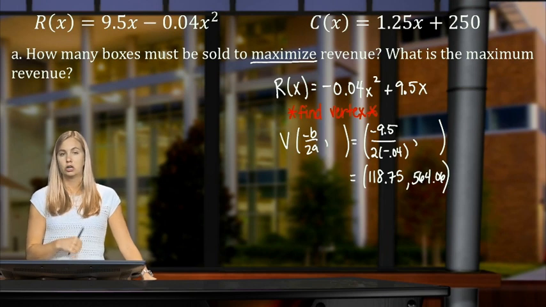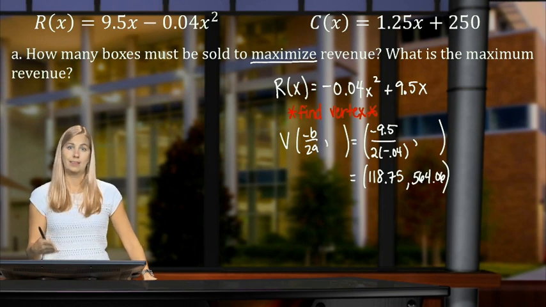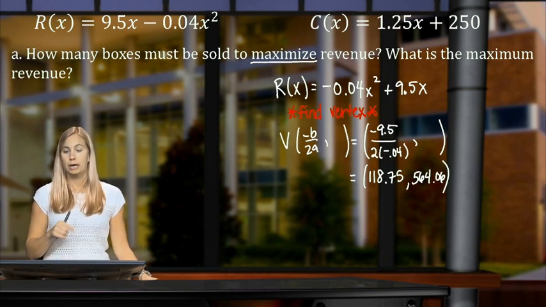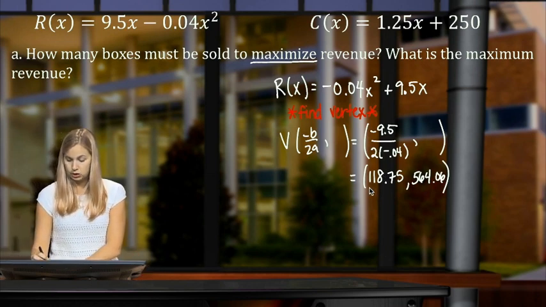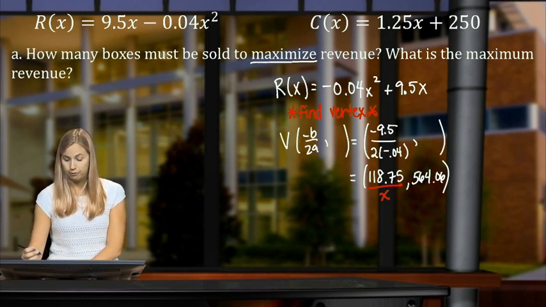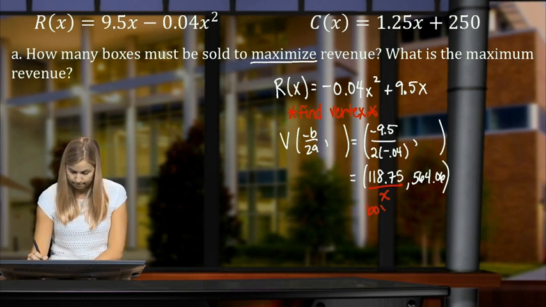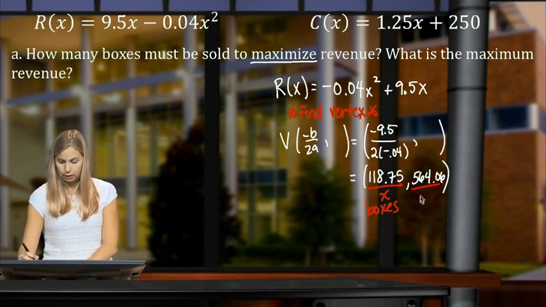Now, when we look at our question, it didn't ask us to find the vertex. Our question asked how many boxes must be sold to maximize revenue. Because it wanted us to maximize this thing, that's what indicated find the vertex. But our vertex has two values, and we need to interpret what those two values represent. This first one is x. Well, what variable does x represent in our problem? x represents the number of boxes. And our output is R, so our output is revenue.